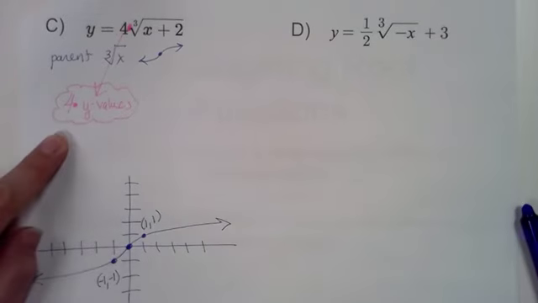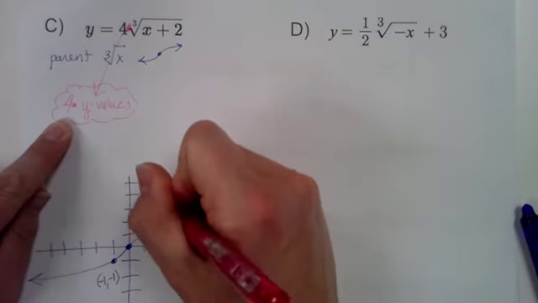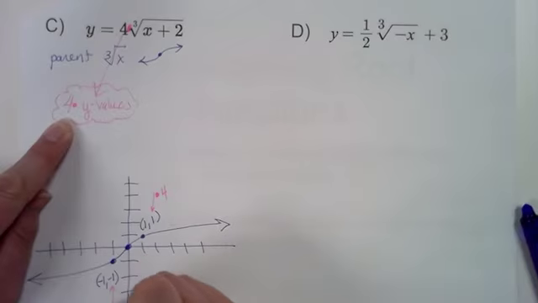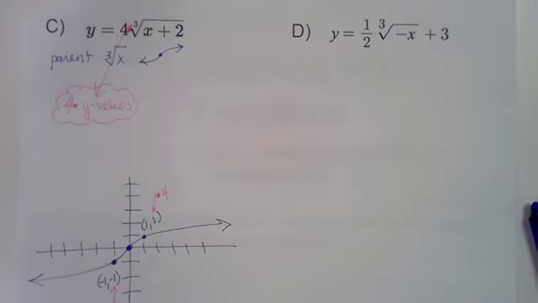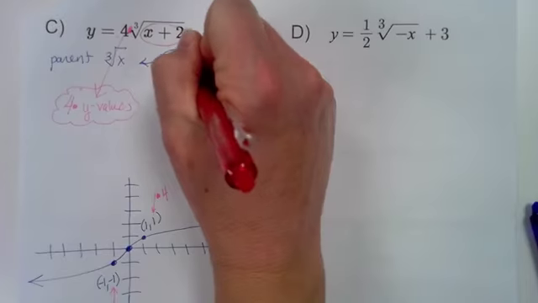All right, so that is going to take my y values and multiply them by 4. So I'm going to just write that down. This is going to times that y value by 4. And it's going to times this y value by 4. All right. And then, what does x plus 2 do to our curve?